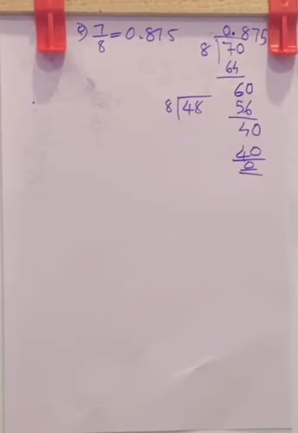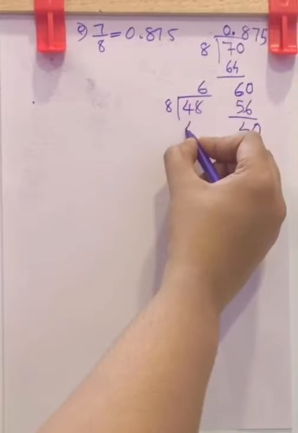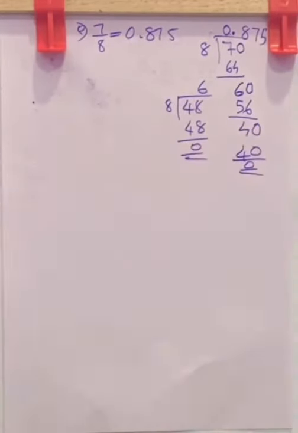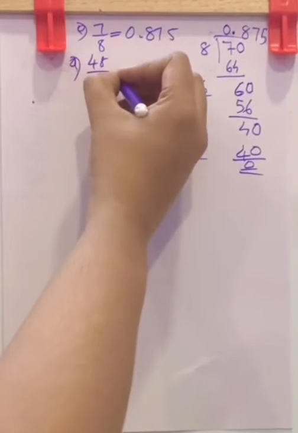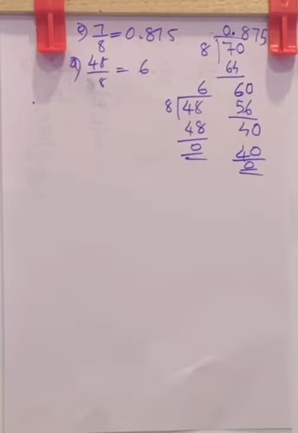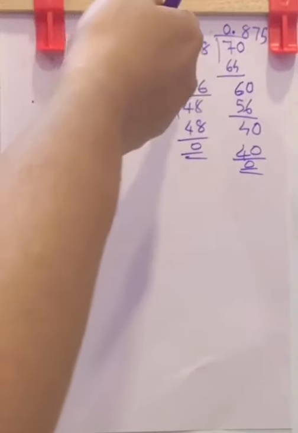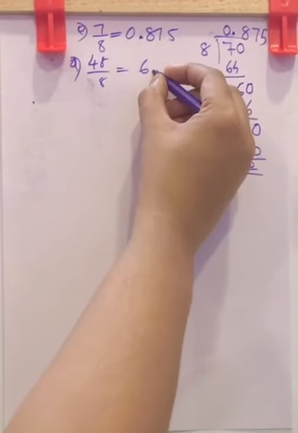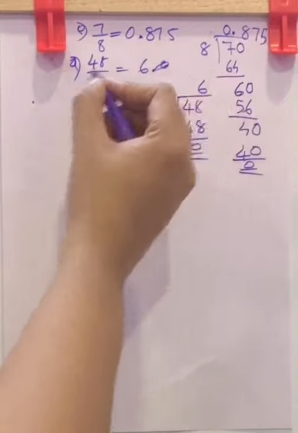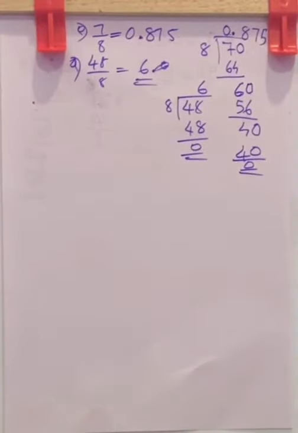Now let us consider this one. 6 8s are 48, balance 0. So in these two cases, we can say the decimal expansion terminated. We can't see a decimal expansion here, but if you want to put a decimal there, you can, because 6 simply means 6.0. So this is not compulsory. You can write it as 6. Now this is terminating.